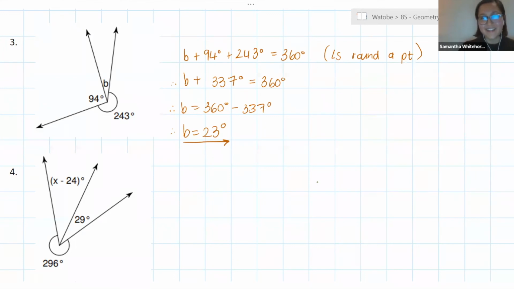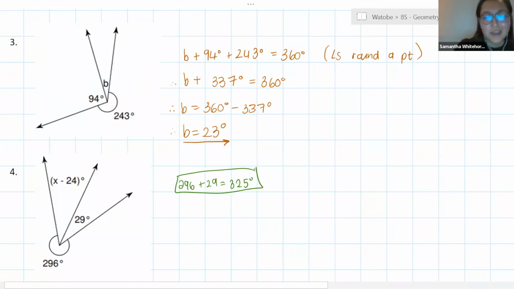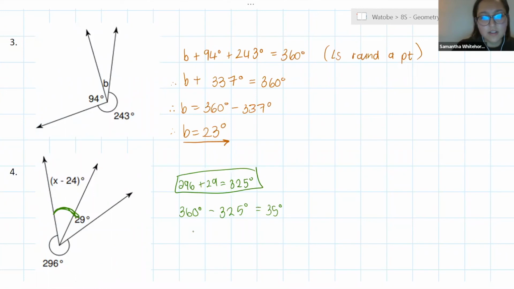I'm good, thank you. So what I said was I added 296 plus 29, and 96 plus 29 gives you 325, right? Okay. And then I said 360 minus 325 equals 35. But that answer is just the angle for that area over there. But we're trying to find out what X is. So I said what number minus 24 gives you 35, and the answer is 59. Like the answer for the whole equation is angles around a straight line.